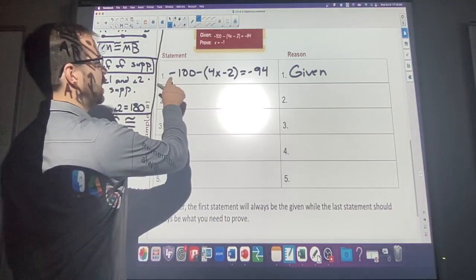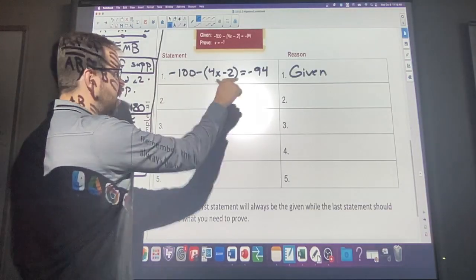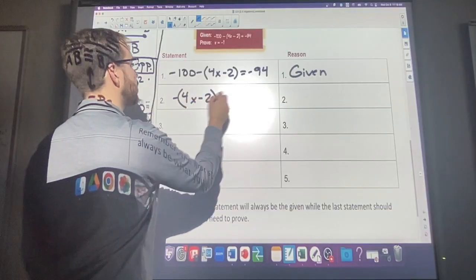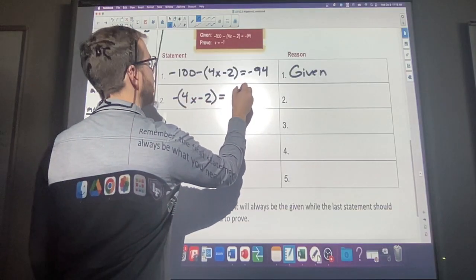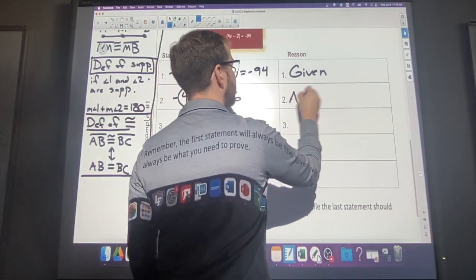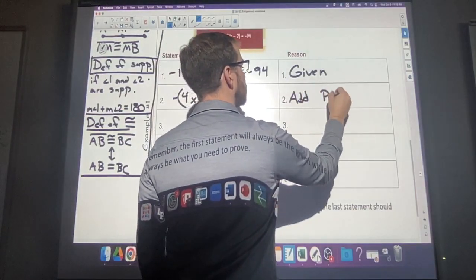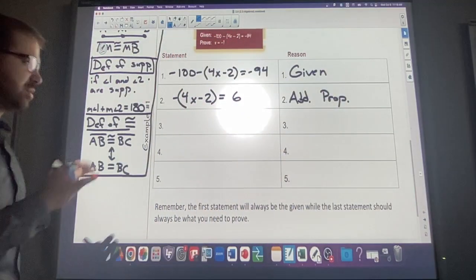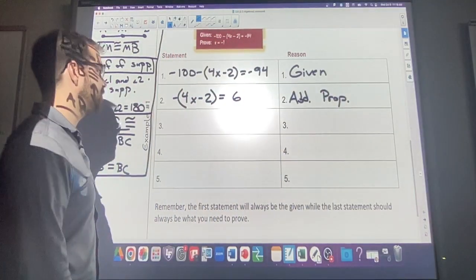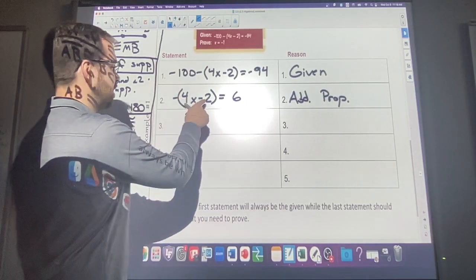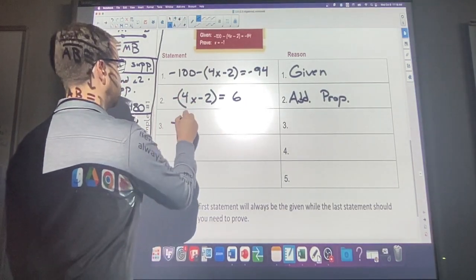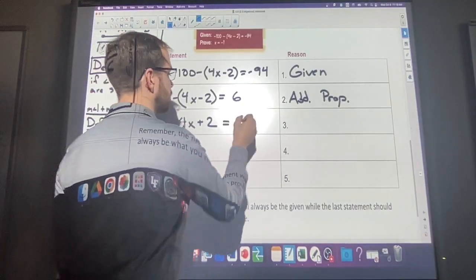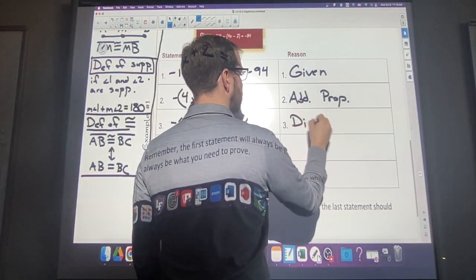If I were doing this, I'd get rid of this negative 100 first. So I'd add 100 to both sides. So it'd be negative 4 times the quantity x minus 2 equals, and add 100, so it'd be 6. That would be my addition property. And I do abbreviate this quite a bit. As long as I can tell what you're saying, it's totally fine. Now I want to make this negative inside the parentheses, so I'm going to distribute it. Negative 4x plus 8 equals 6. And that's my distributive property.